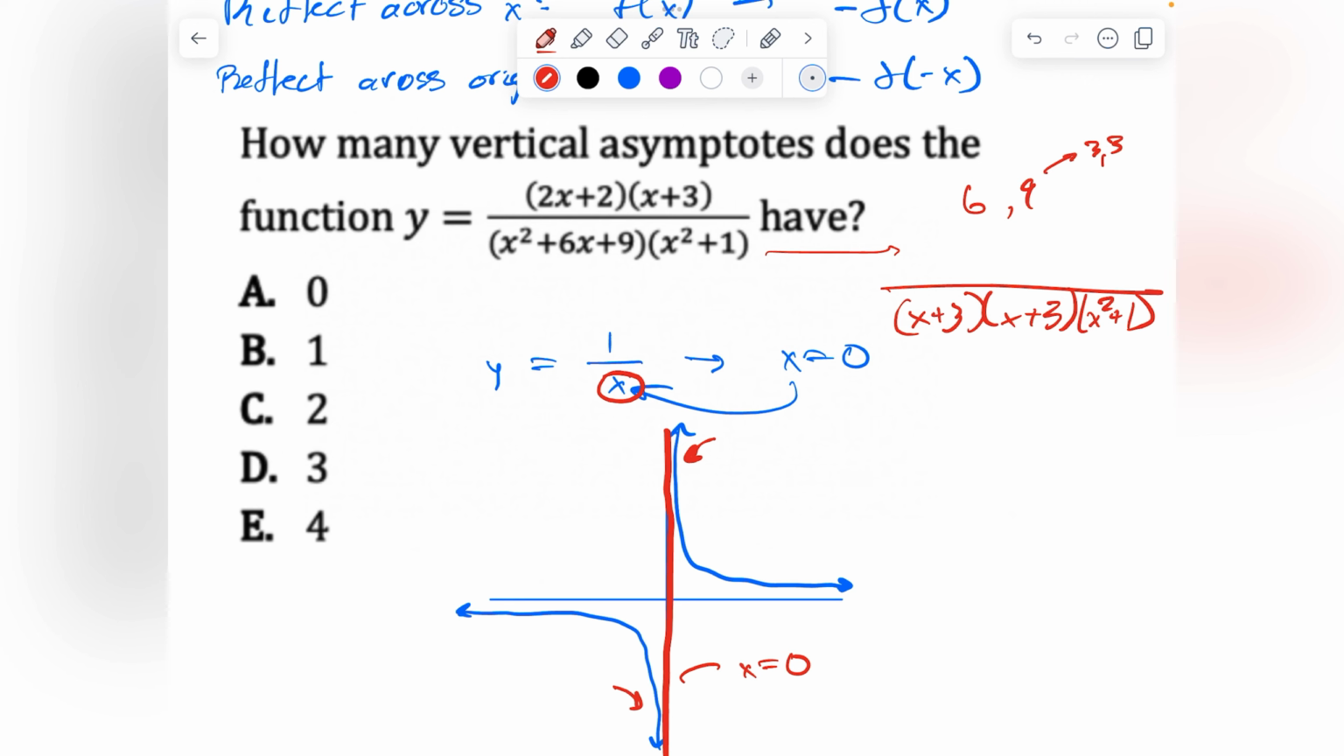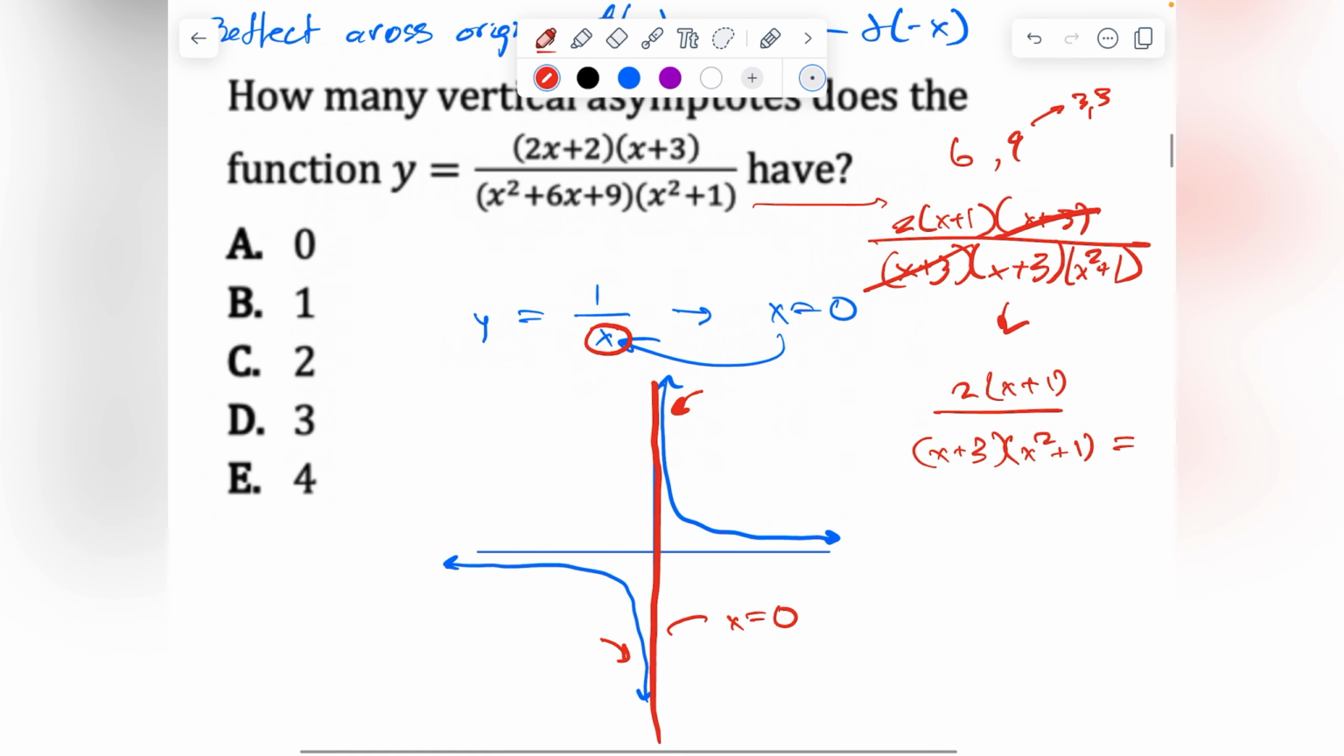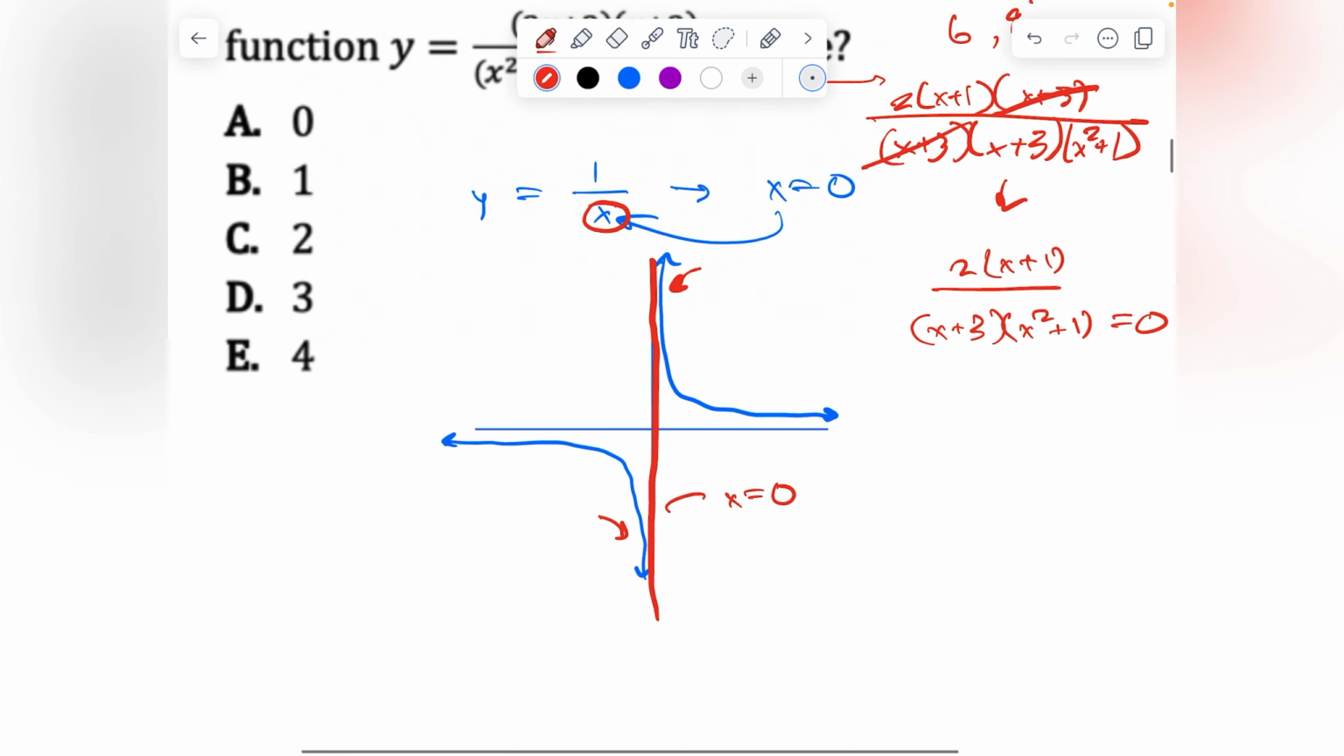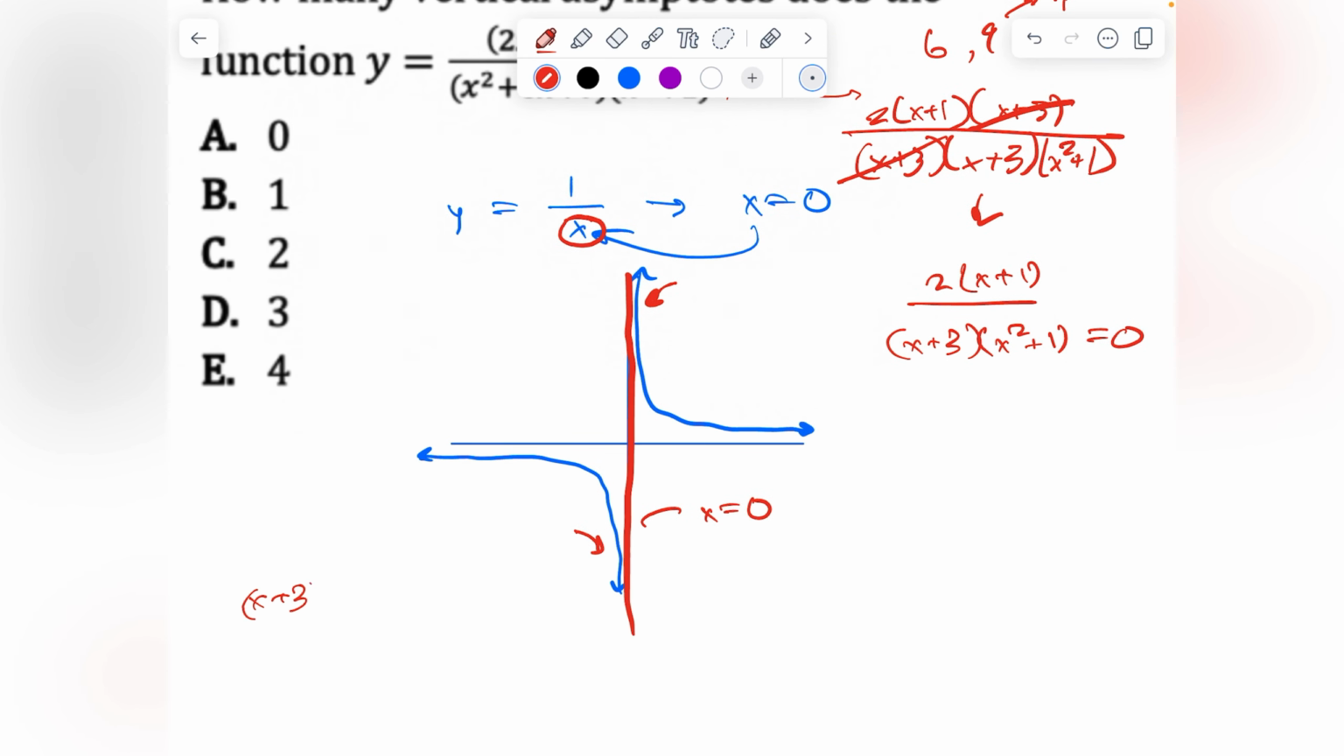For the numerator, I'm going to factor the 2 out as well, so it becomes 2 times x plus 1. It's just best practice. Now you can see that you can cancel out an x plus 3. So that gives you 2 times x plus 1 over x plus 3 times x squared plus 1, okay? So how many asymptotes does this have? Again, you just make the denominator equal to 0 now that we have everything simplified. So x plus 3 times x squared plus 1 is equal to 0.